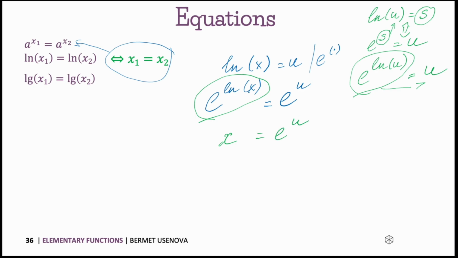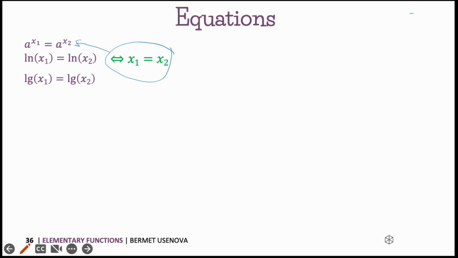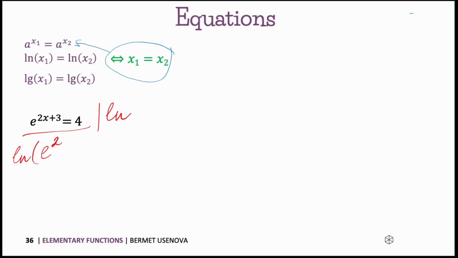That's it. We can also have a look at specific examples, and every time I refer to a certain rule, I will write it in the corner for better orientation. So for example, we have this equation, and how are we going to solve it? Same as we did before, we will take the natural logarithm of both sides. So we take the natural logarithm of this plus 3 equals the natural logarithm of 4.